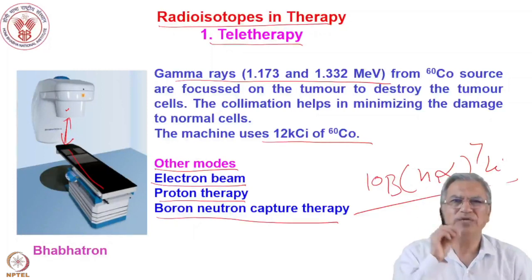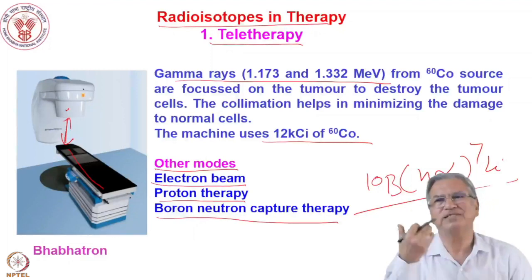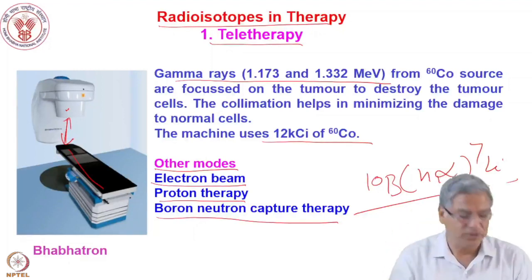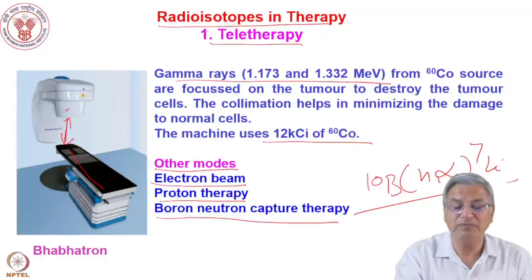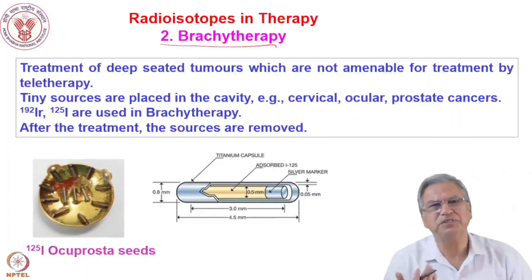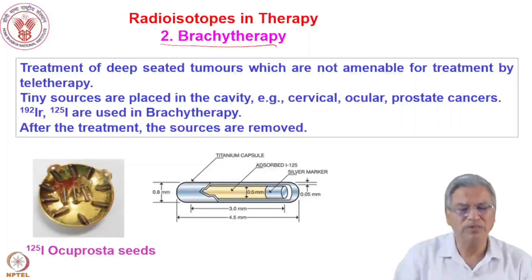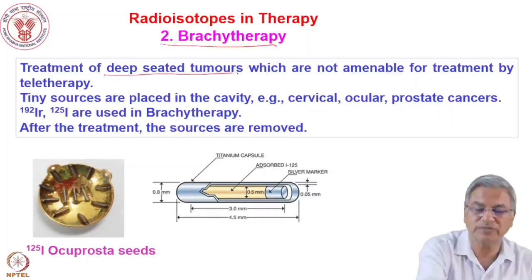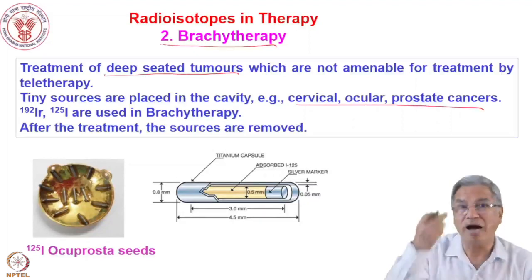So you have to take a boron-labeled compound to or near that organ, and bombard with neutrons selectively, because boron has a very high cross section for neutrons. You can damage cancerous cells by using this technique. So there are many techniques being used for cancer treatment. One of them is teletherapy, another is brachytherapy. Not all cancers can be treated by teletherapy, because from outside you cannot take the gamma ray to a particular organ, particularly deep-seated tumors like cervical cancers, prostate cancers, and ocular cancers, eye cancers.